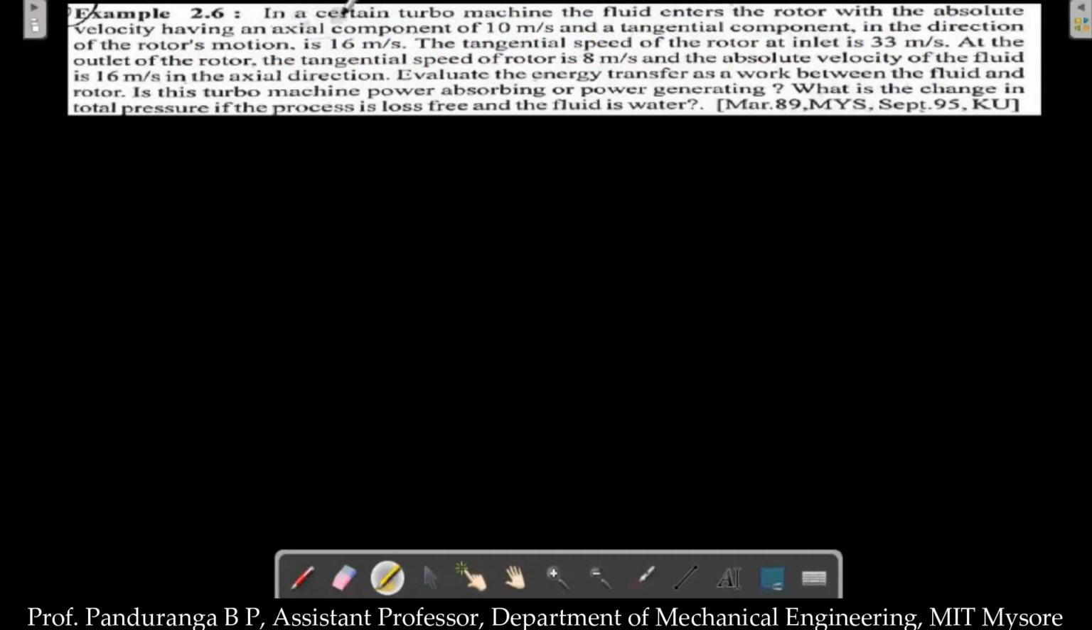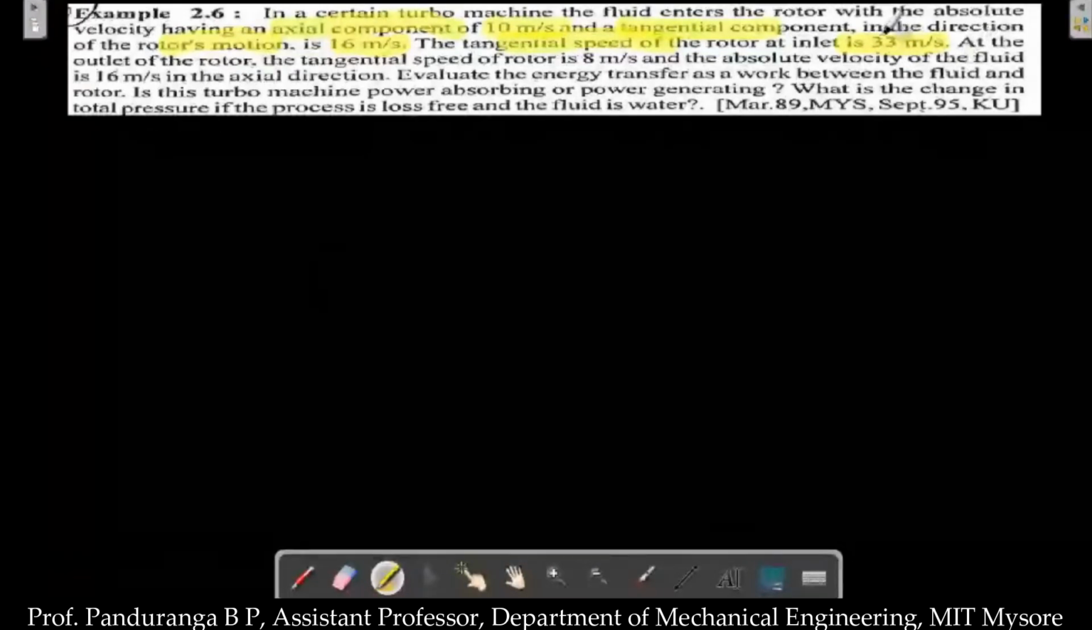In a certain turbo machine, the fluid enters the rotor with an absolute velocity having an axial component of 10 meter per second. So here it is axial component of absolute velocity is 10 meter per second. Thus the tangential component in the direction of rotor's motion is 16 meter per second. The tangential speed of the rotor at the inlet is 33 meter per second. Tangential speed of the rotor, so that is 33 meter per second.